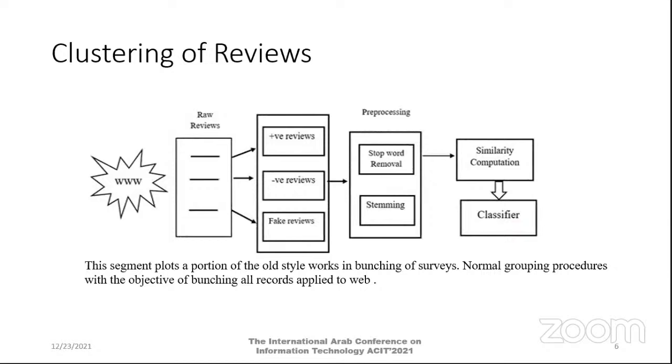This diagram shows the clustering of reviews. Whatever reviews are applied online, the reviews are taken as raw reviews. Then they are classified into positive reviews, negative reviews, and even fake reviews.